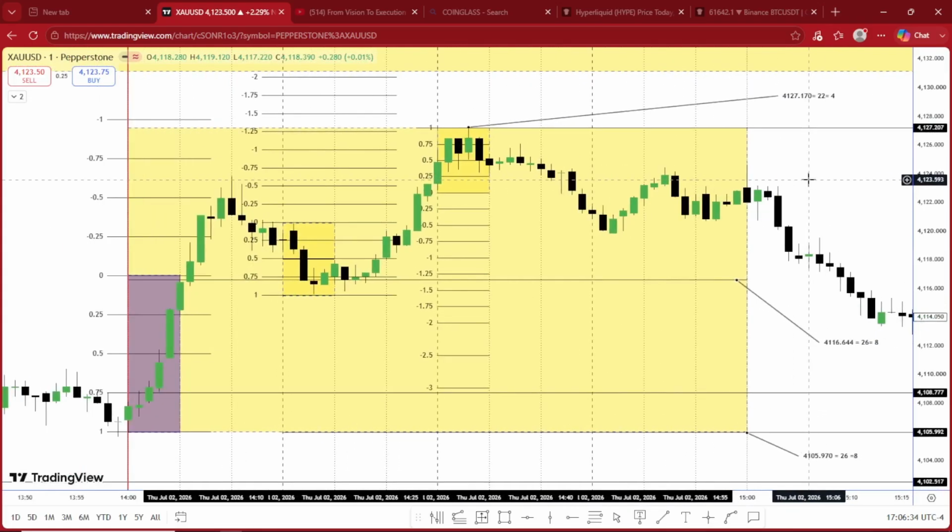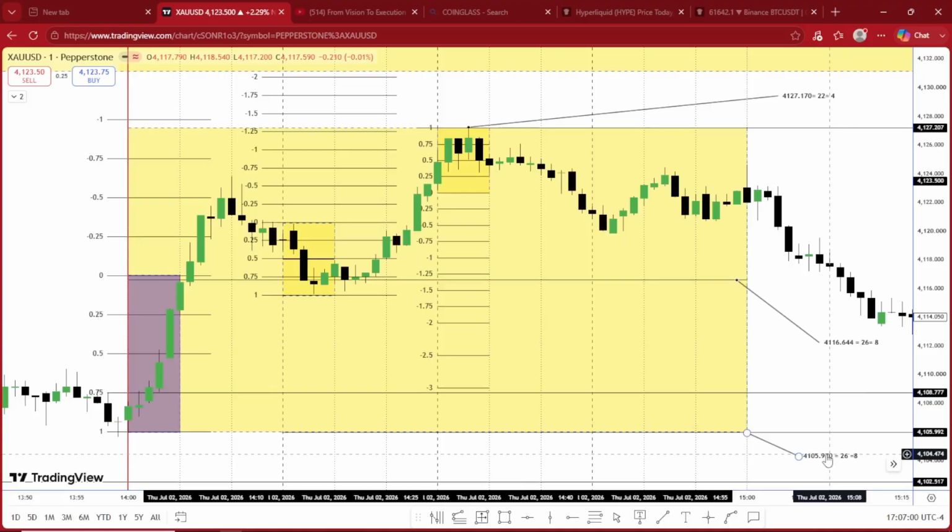Now, this gives us an exact number of 4. This gives us 8, and this gives us 8, right? Now, take a very simple look at the midpoint. Why I had to highlight the price at the midpoint is because it's 4,116.644, and it equals 26.